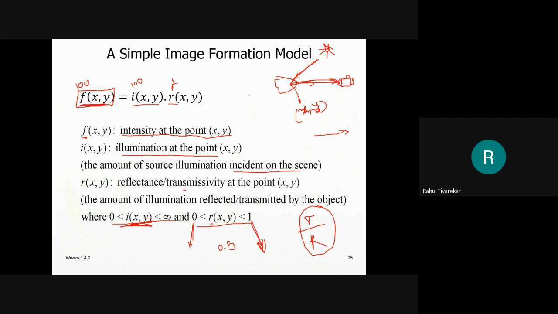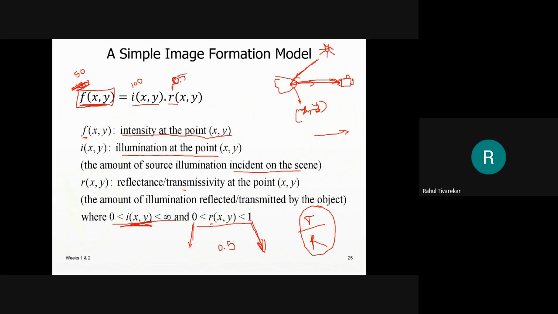If I say that at x comma y, light incident is 100, but only half of the light is reflected, it means R is equal to 0.5. So what is the intensity observed at x comma y? 100 into 0.5, that is equal to 50. Hope you understood. Please type in the chat box whether you understood this.